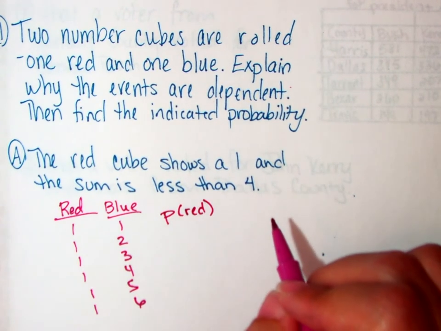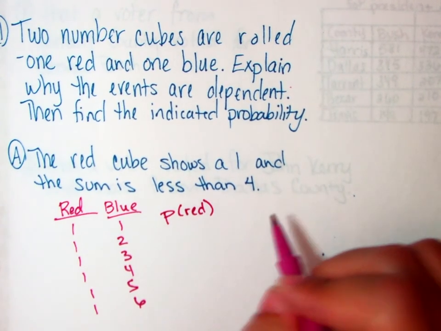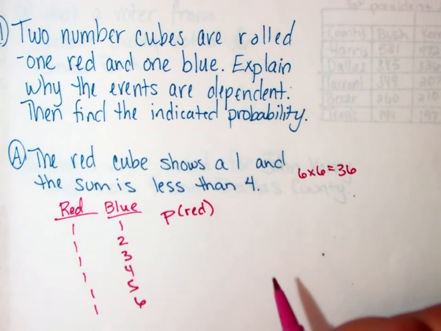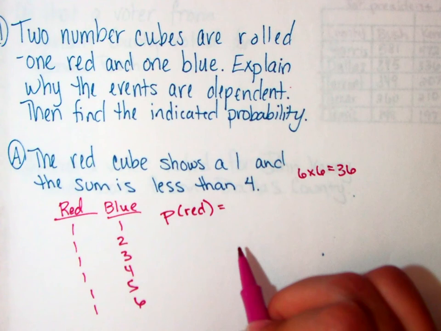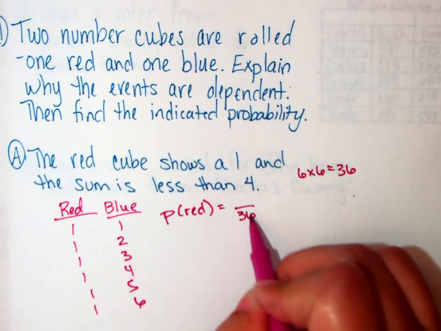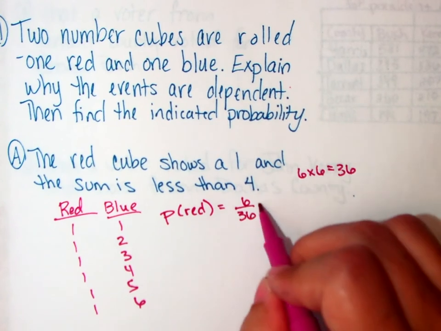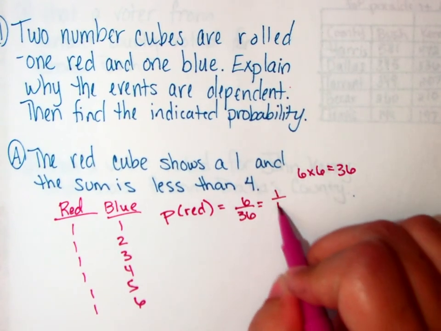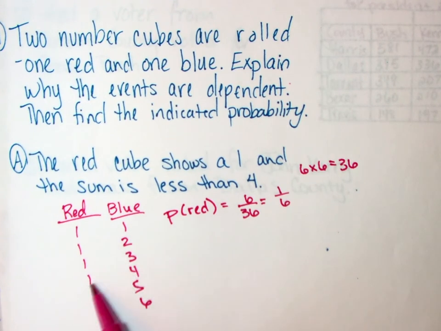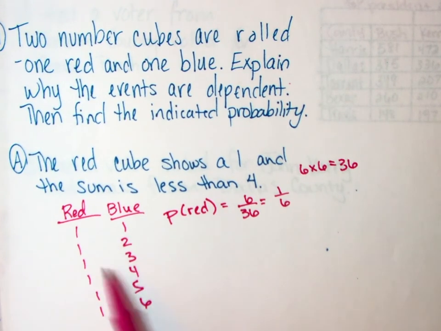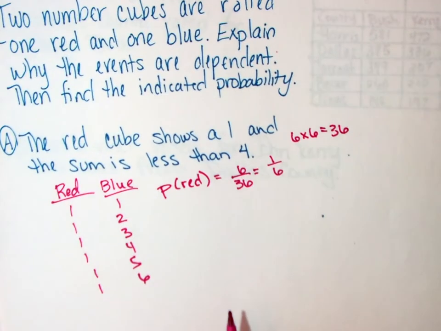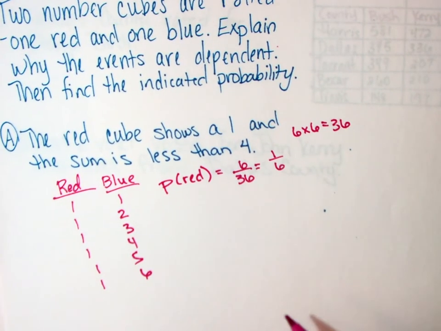Okay, so the probability of rolling a 1 in red, if I'm doing 2 number cubes, remember, 36 is my total. So the probability of rolling a red 1 would be 6 out of 36, which reduces to 1/6. Because I have 1,1; 1,2; 1,3; 1,4; 1,5; 1,6. These are 6 combinations where I could do a red 1. So 1 out of 6 is the probability of me rolling a red 1.